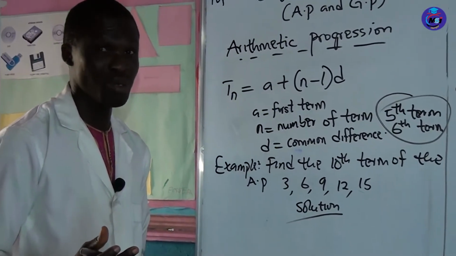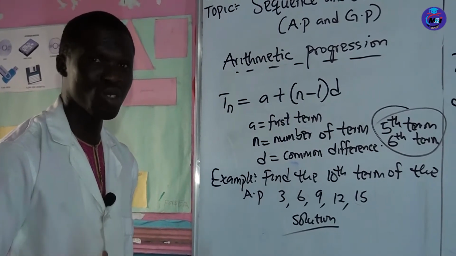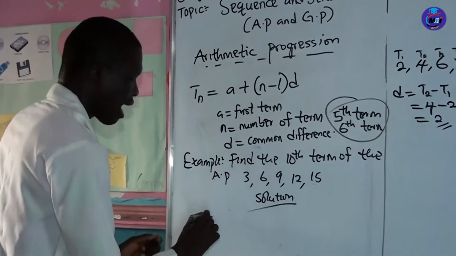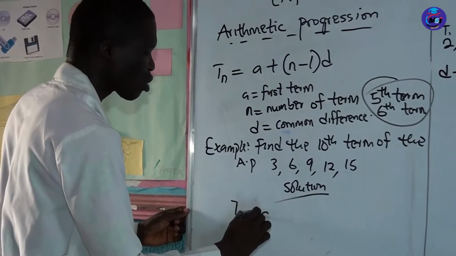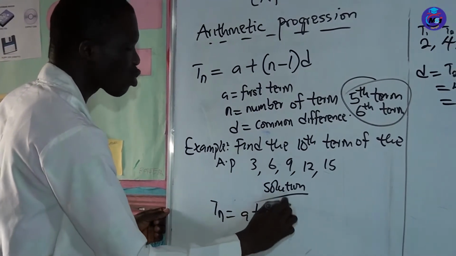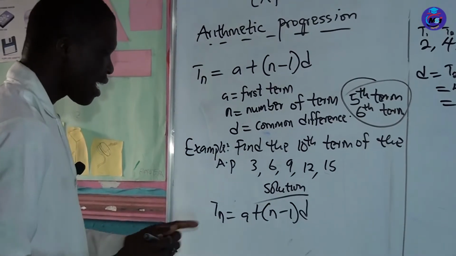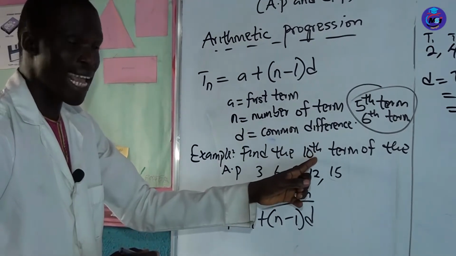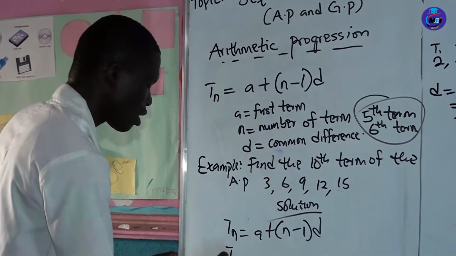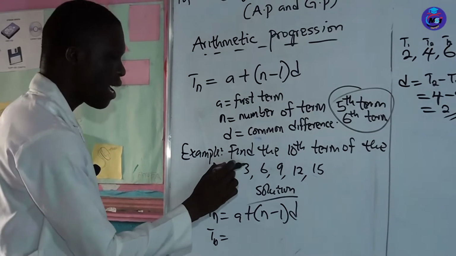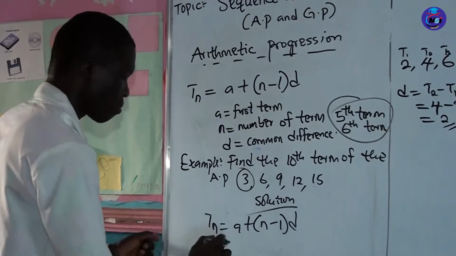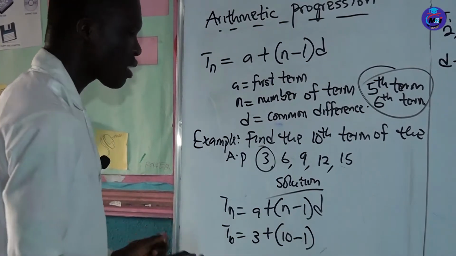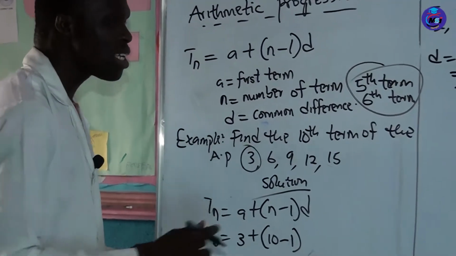Now I want you to pay attention to this. You know, this is the first topic in this module. You need to pay attention and avoid any form of distraction. Okay, now our formula is Tn equals a plus bracket n minus 1 d. Okay, n is 10. Remember I told you how you can identify n in a question. T10 equals, from here, a is the first number. a is 3 plus bracket 10 minus 1. What is our d?